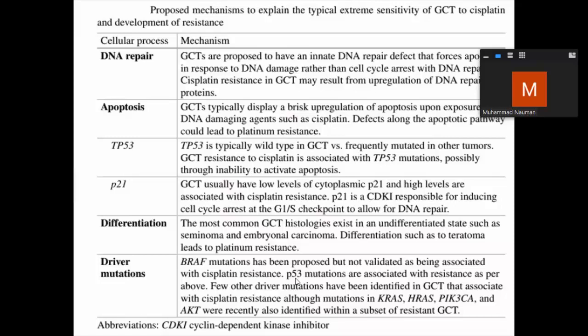Then the differentiation. The most common germ cell tumor histologies exist in an undifferentiated state, such as seminoma and embryonal carcinoma. Differentiation such as teratoma leads to the platinum resistance. When there is a proper differentiation, like the teratoma, all three germ layers have differentiated into their respective structures. Once they are differentiated, they have achieved their final stage. There is no room for cisplatin or platinum-based agents to act upon it, because they have removed themselves from their totipotency.